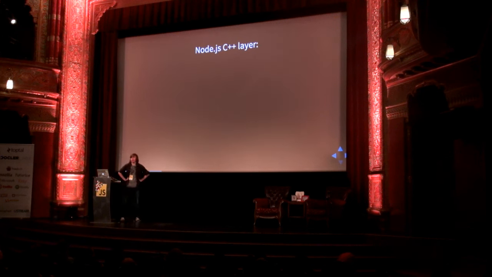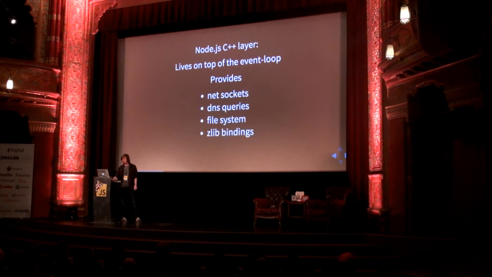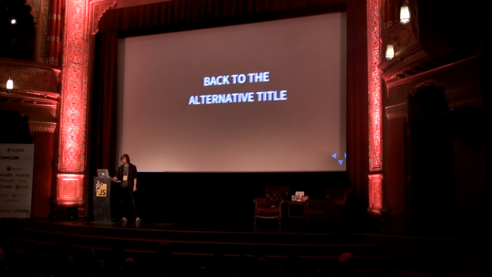So this is why we have the Node.js C++ layer. And this C++ layer lives on top of the event loop, which is provided by libuv. The C++ layer provides net sockets, DNS queries, APIs from file system to zlib bindings, and lots of other stuff.